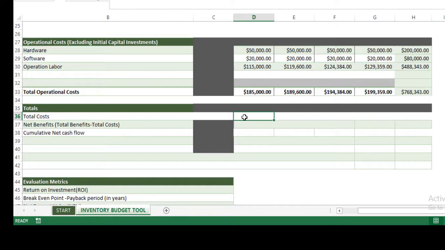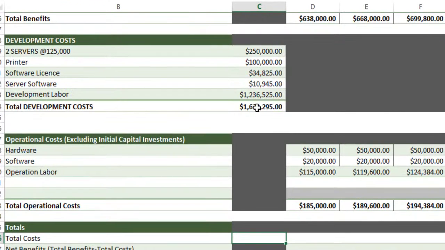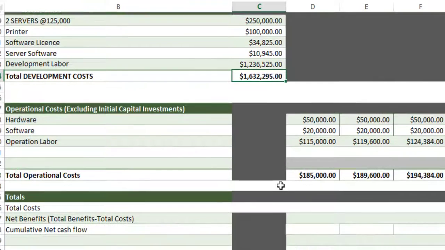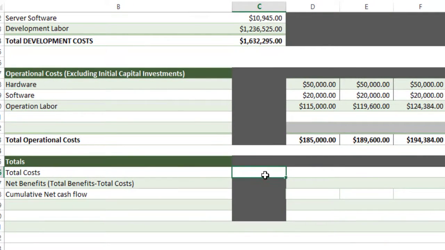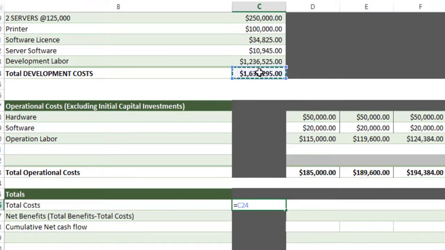Remember, the total cost is supposed to be addition of both the development cost and operational cost. For the year 2012, the total development costs is that one, but the operational cost is 0. So the total costs is going to be equals that total plus the total here, which in this case it's a 0, and it's going to give us that particular figure. We can autofill.